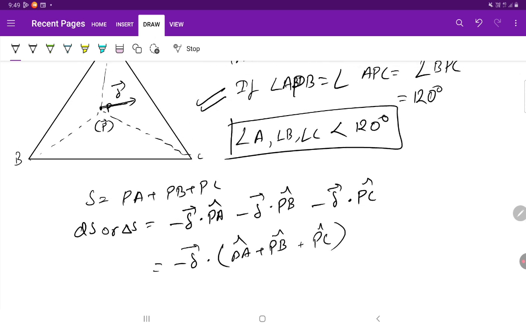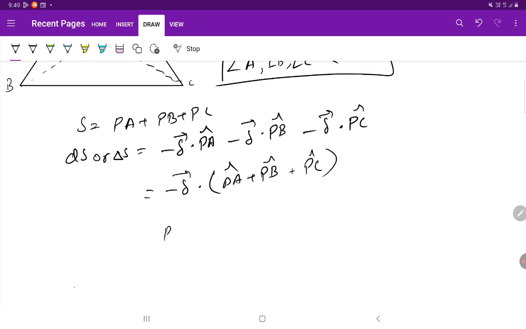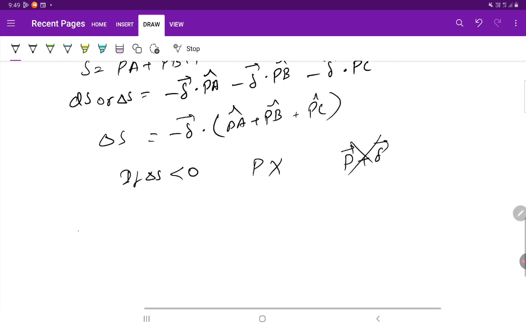Well, for us, delta vector is just a random vector which we can choose as per our preference, and it is a very small vector. So one thing we can say is that if this delta S is less than 0, it means P is not the optimal solution. There exists another P, which is P vector plus delta vector. And since we assume that P corresponds to that point where PA plus PB plus PC is minimum, it cannot be the solution.